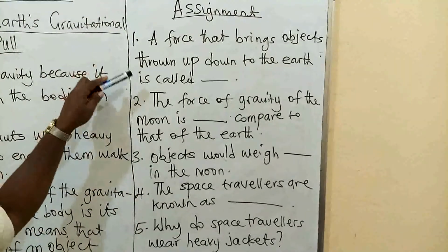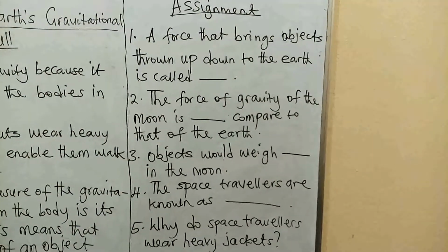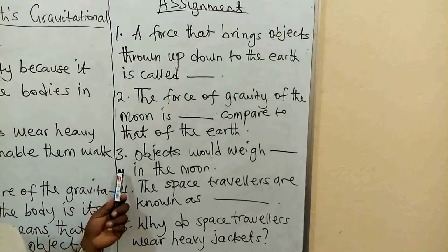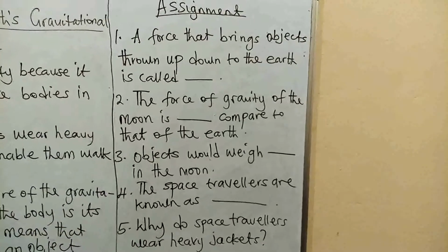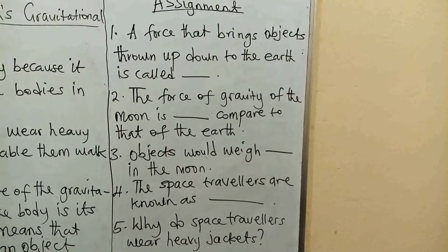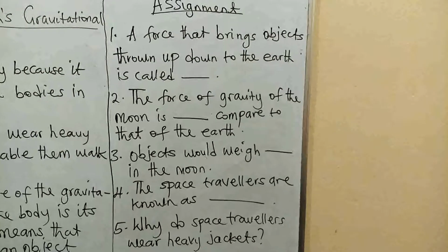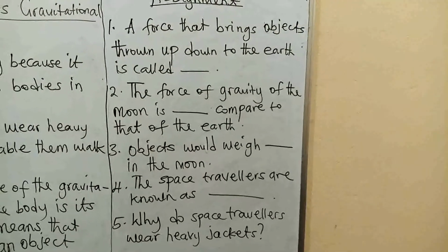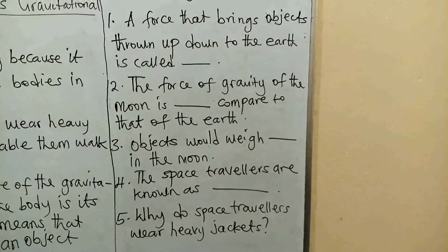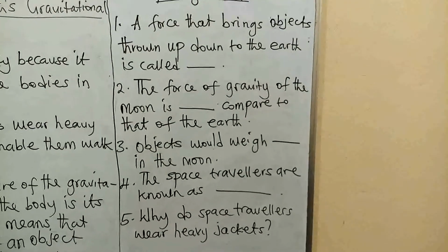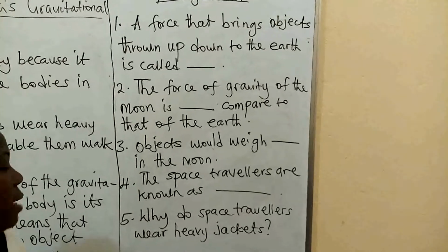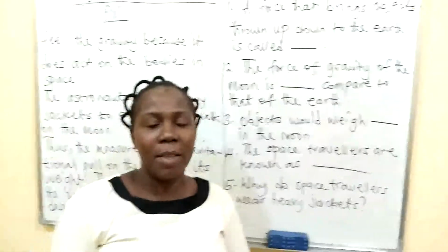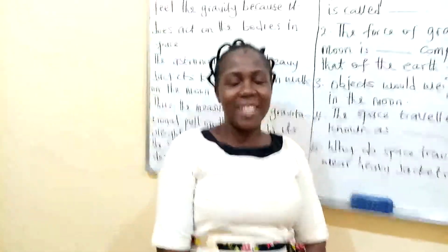Number 1, a force that brings an object thrown up down to the earth is called dash. Number 2, the force of gravity of the moon is dash compared to that of the earth. Number 3, objects will weigh dash on the moon. Number 4, the space travelers are known as dash. Number 5, why do space travelers wear heavy jackets?